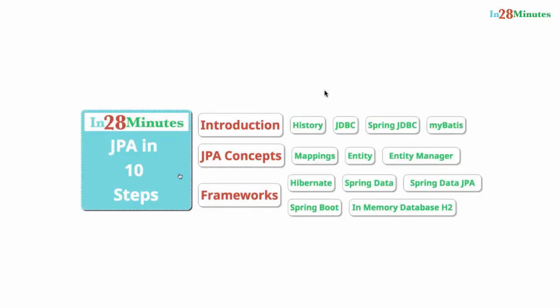Welcome to this section of the course, JPA in 10 Steps. In this section, we learn the basics of JPA and also how it compares with the earlier attempts of storing data to database. How does it compare to JDBC? How does it compare to Spring JDBC and MyBatis? We will understand the basic concepts of JPA, entity, mappings, entity manager, and also relationships. We'll also understand how Spring Data JPA makes it easy to use JPA. To make things easy for us, we'll use an in-memory database, H2.